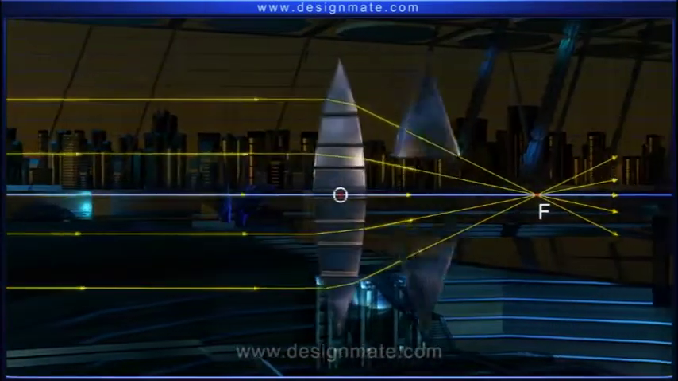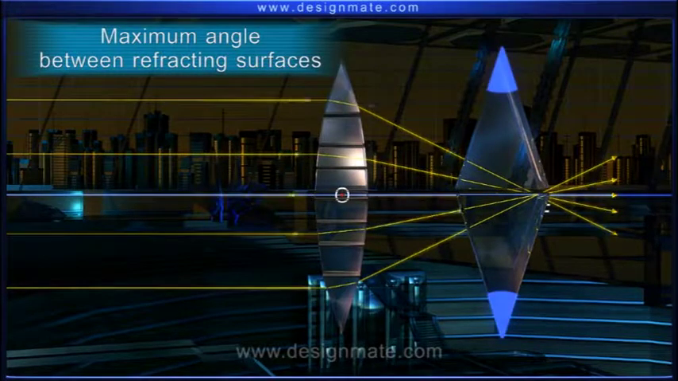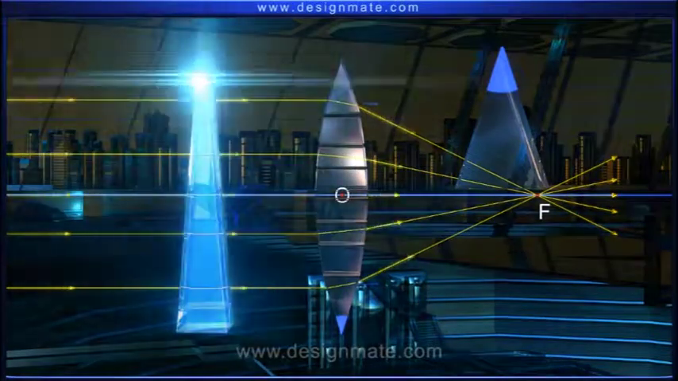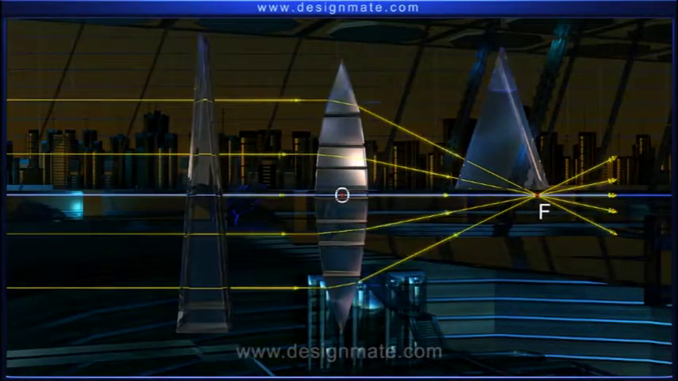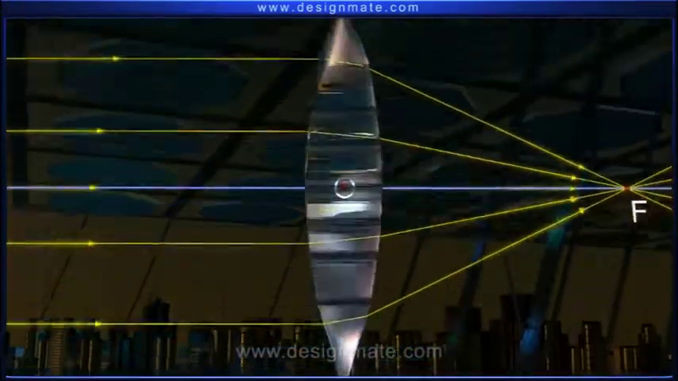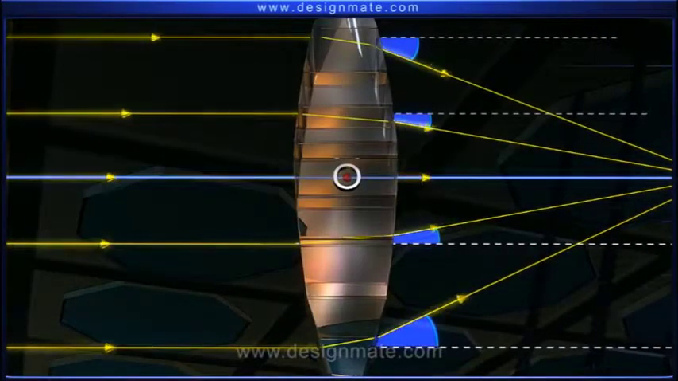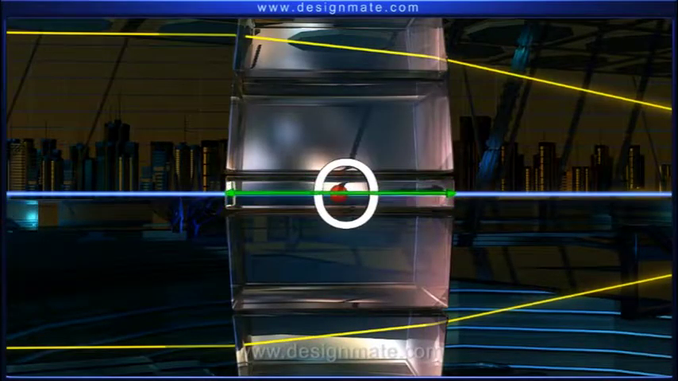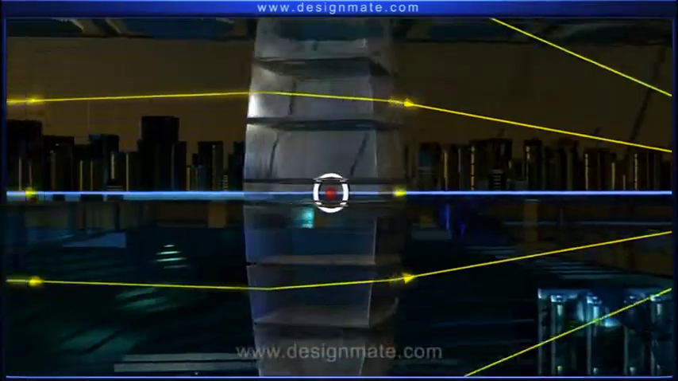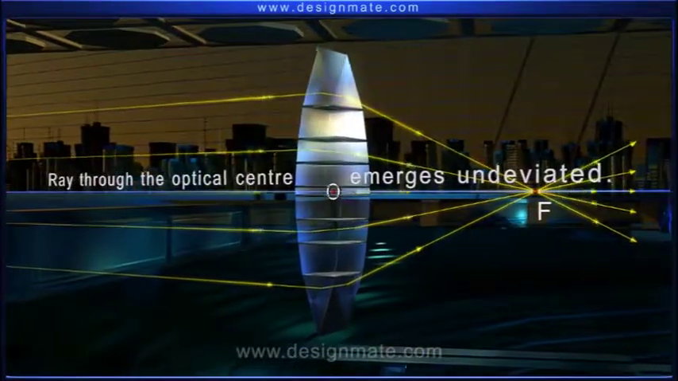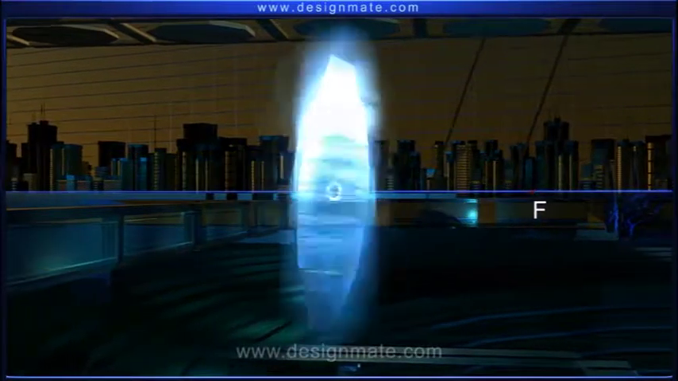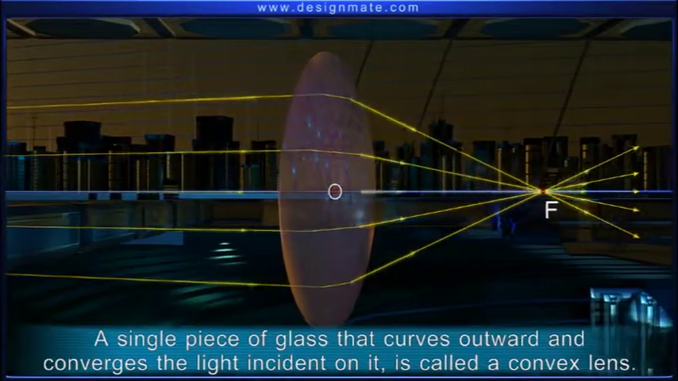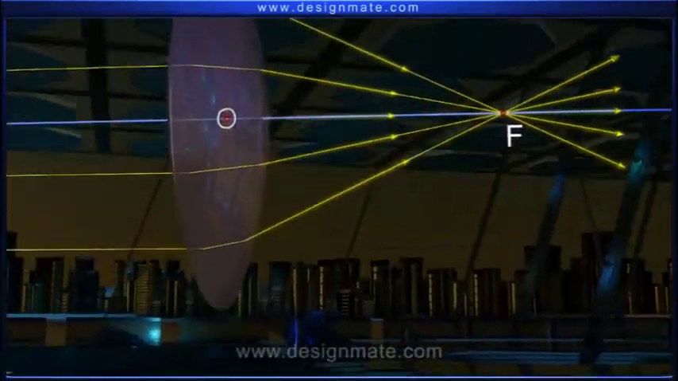This is because the top and bottom prisms have the greatest angle between the refracting surfaces. As we move towards the principal axis, this angle reduces. This causes corresponding decrease in bending of the rays. At the center, no bending occurs for the glass faces are parallel. The ray through the optical center emerges undeviated along its original direction. A single piece of glass that curves outward and converges the light incident on it is called a convex lens.